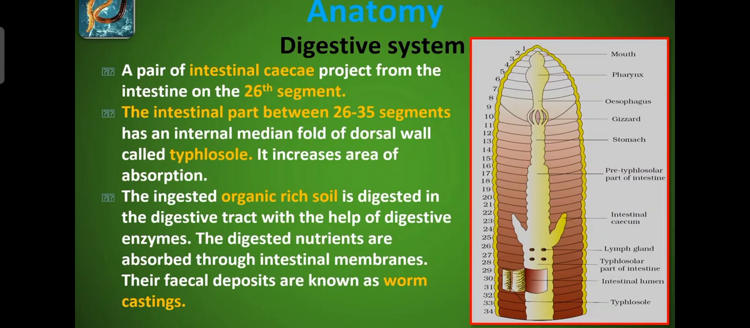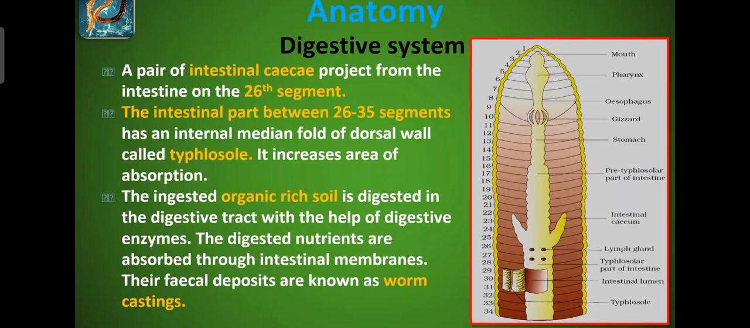The intestine has folds of the dorsal wall, and those folds are called typhlosole. In the diagram at the last, where the portion is cut open, there you can see the folds, the last labeling, that is typhlosole, and it increases the area of absorption. Whatever digested food is there should be absorbed, and these folds are increasing the absorption area. Clear?